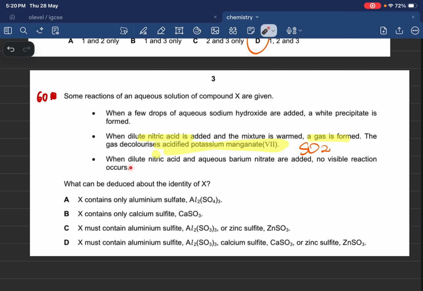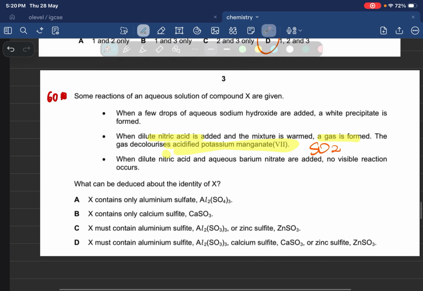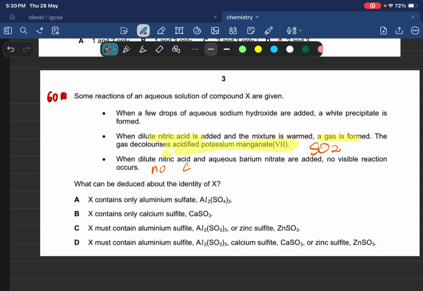Okay, when dilute nitric acid is added, then aqueous barium nitrate, no visible reaction occurs. That means we have no sulfate. So we have no sulfate. We have a sulfate here, cross it. We have a sulfite here, a sulfite here, a sulfite here, here, here, and here. Okay.